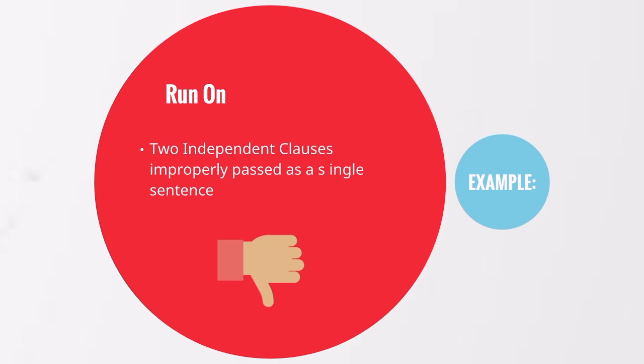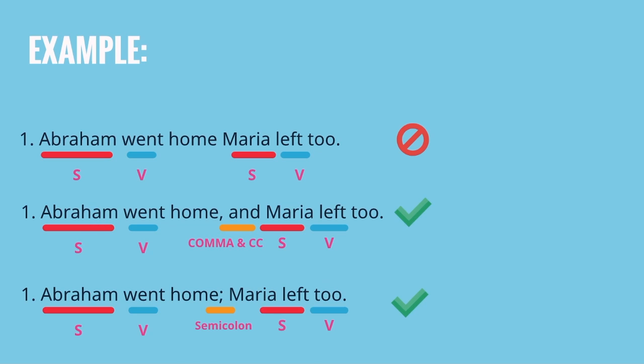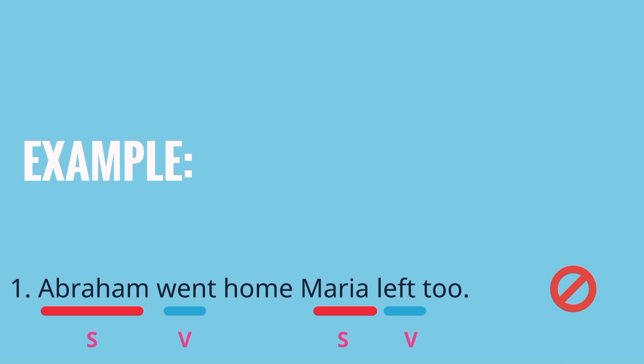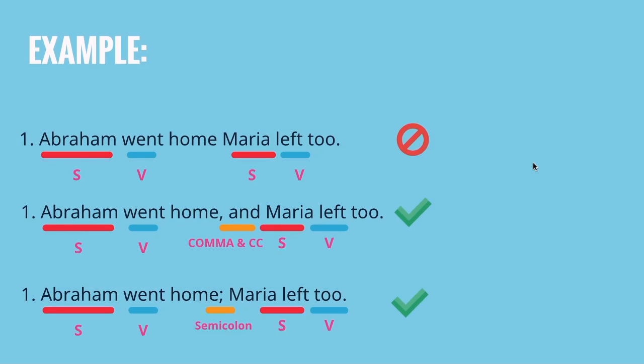So we have the same example. Abraham went home. Maria left too. If we wanted to fix this, look at the second option. Fix it in the same way that we fixed the other one. Abraham went home, semicolon, Maria left too.